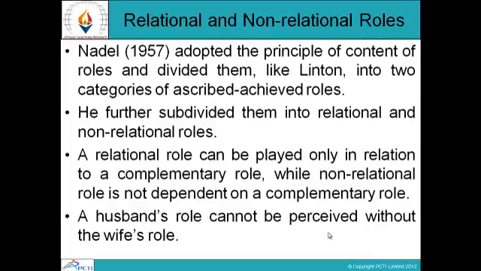Relational and non-relational roles. Nadel, 1957, adopted the principle of content of roles and divided them, like Linton, into two categories of ascribed and achieved roles. He further subdivided them into relational and non-relational roles. A relational role can be played only in relation to a complementary role, while a non-relational role is not dependent on a complementary role. A husband's role cannot be perceived without the wife's role. So basically, a husband's and a wife's roles are complementary roles. So a relational role can be played only in relation to a complementary role.